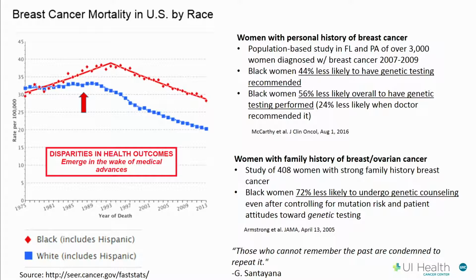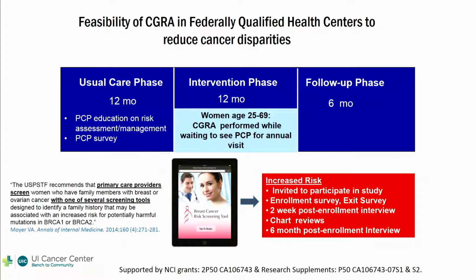And so that's really what we've been working on: trying to develop a systematic approach to cancer genetic risk assessment in a primary care environment. I just want to show you a little bit about what we learned from a study that we did, and I promise only 2 graphs, I think. So we had developed a tool, a software tool.